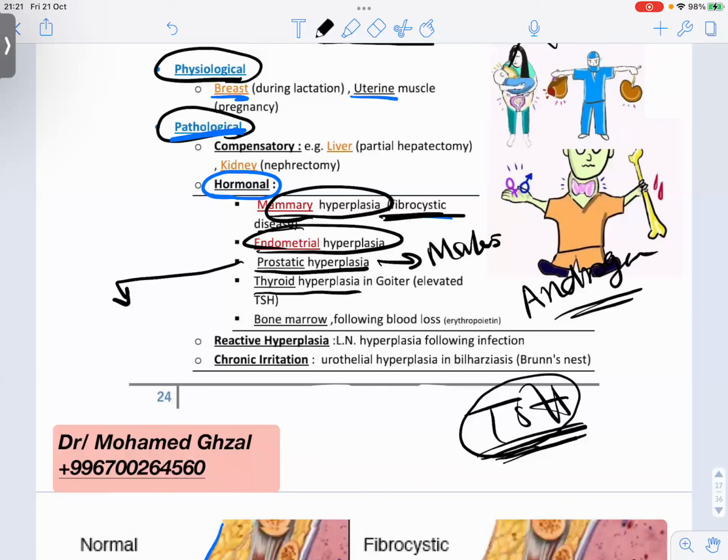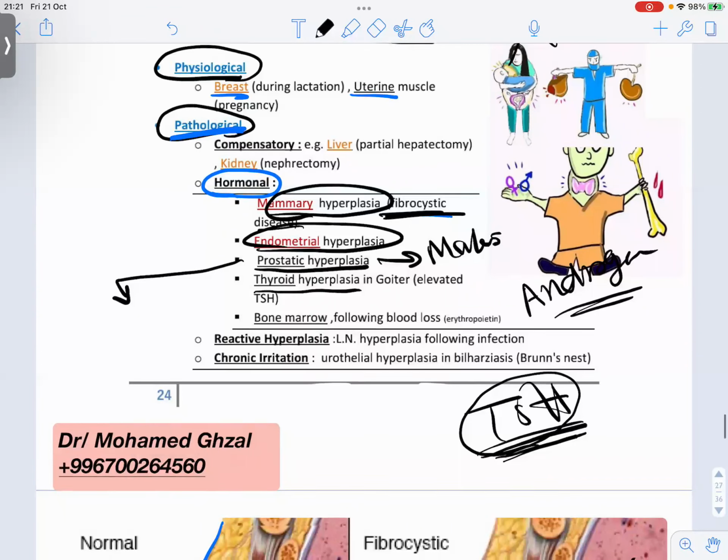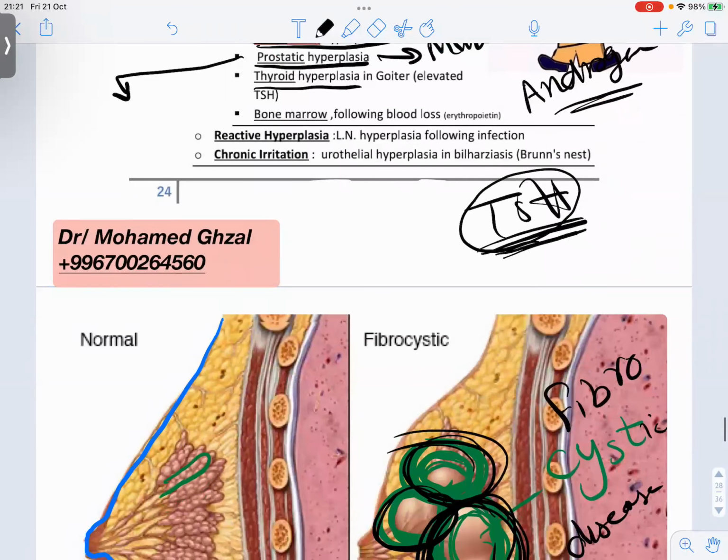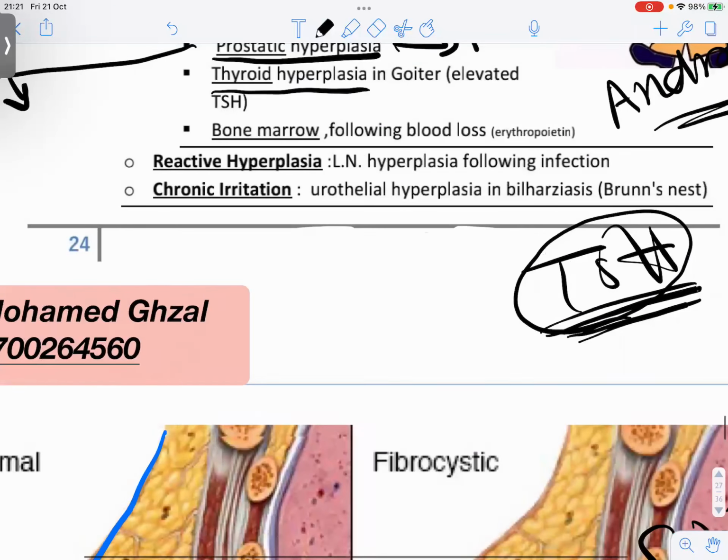And also thyroid hyperplasia during goiter. In goiter, you have a lot of TSH. TSH will stimulate hyperplasia of the thyroid gland. Another example of pathological hyperplasia is something called reactive hyperplasia. So first example, hormonal hyperplasia.